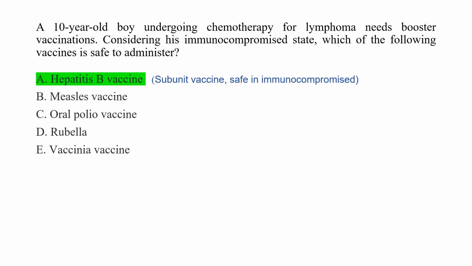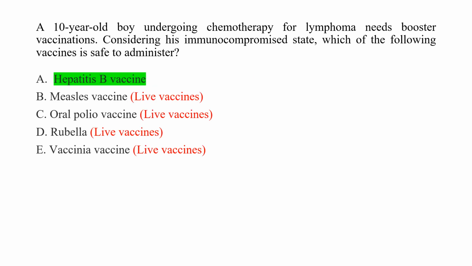The correct option here would be A, hepatitis B vaccine, because it is a subunit vaccine, meaning it contains only a part of the virus, which is the hepatitis B surface antigen protein produced via genetic engineering. It is not a live vaccine and cannot cause disease. Hence, it is safe for immunocompromised patients.